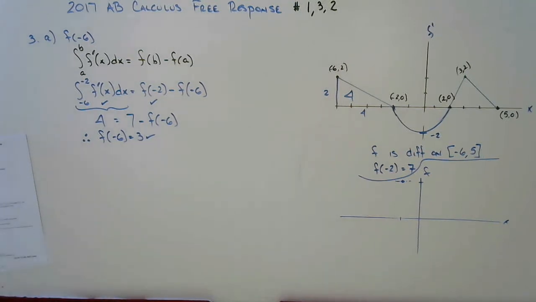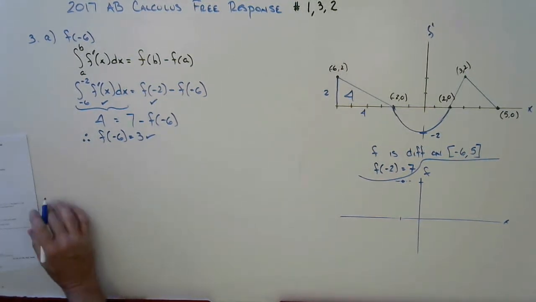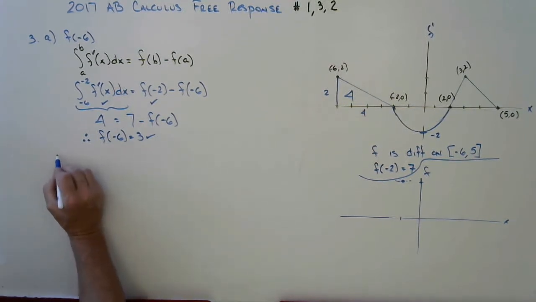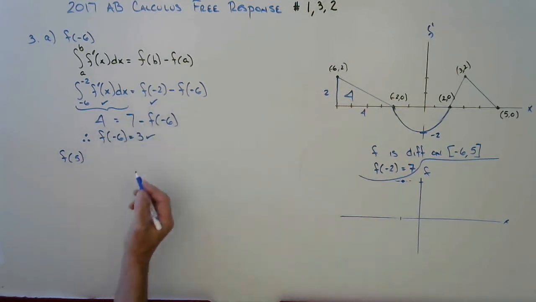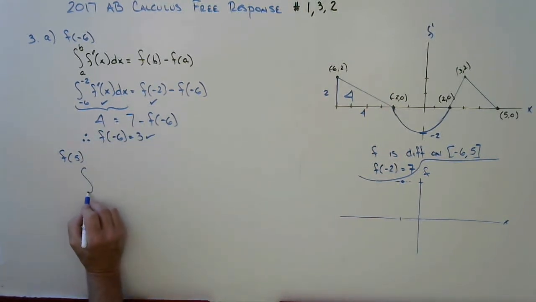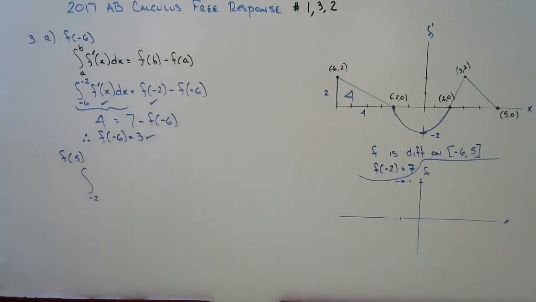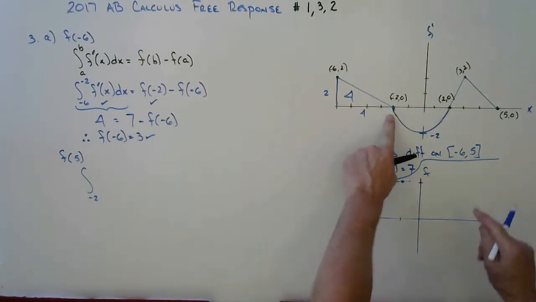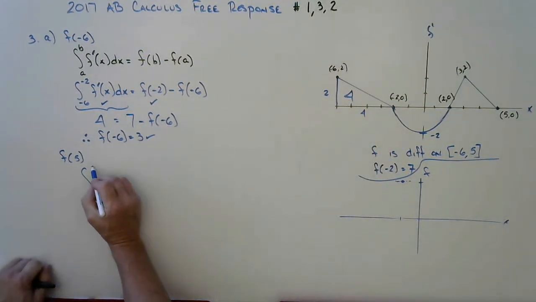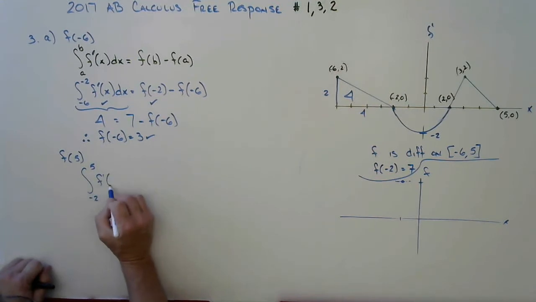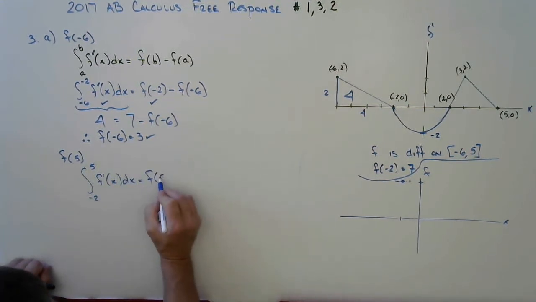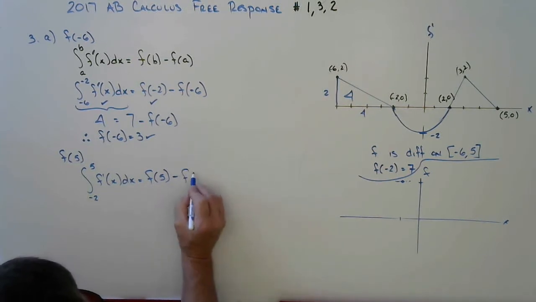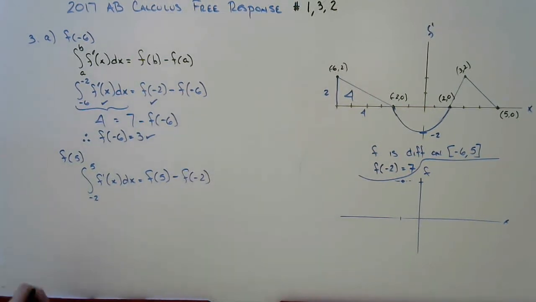So we're done. That's all we do. Now they also asked us in part A to find f of 5. So how are we going to do it? We're going to do the same thing. This time we'll integrate from -2, starting here, we'll integrate from -2 to 5. That's going to be f of 5, the thing we want, minus f of -2, the thing we know.